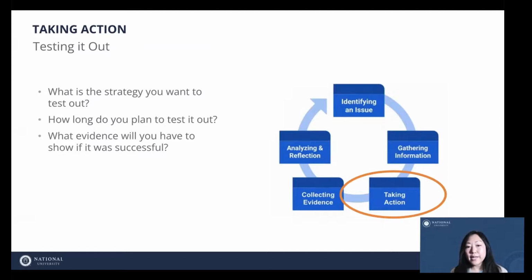Consider how long you plan to test the strategy out and the types of evidence you collect along the way to see if it is making a positive change. How will you track this change?